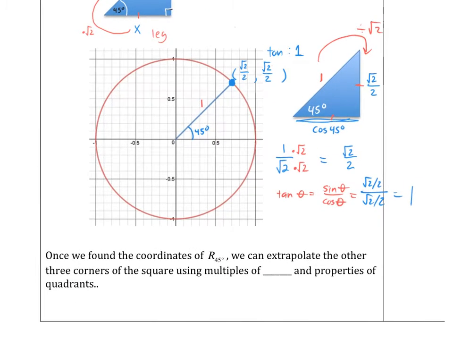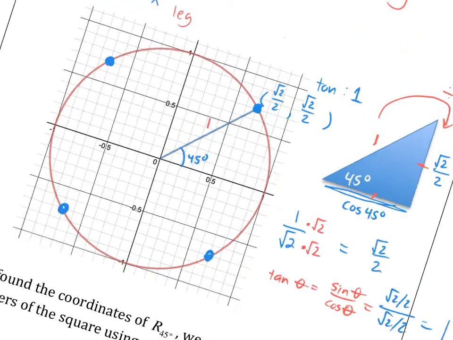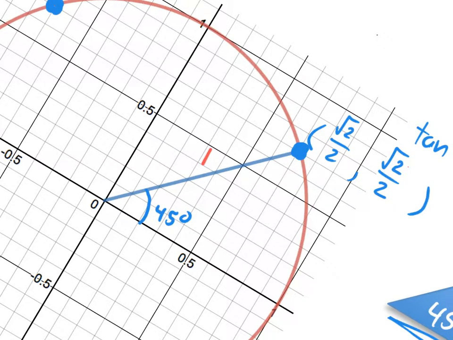Now, notice here, once we found the coordinates of the rotation of 45, of that point, we can extrapolate the other 3 corners of the square. So this corner here, and this corner here, and this corner here. And we're going to use multiples of 45 degrees if you're doing degrees, and it's going to be pi over 4 when we're doing radians, okay? So this one here is the 45 degree, and it's the pi over 4 right there.